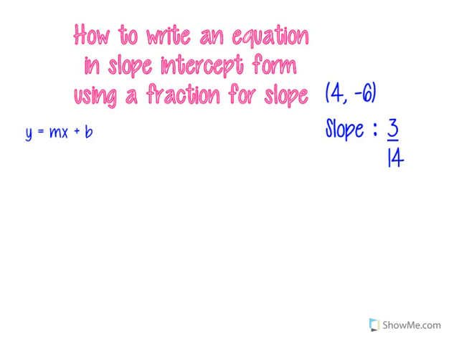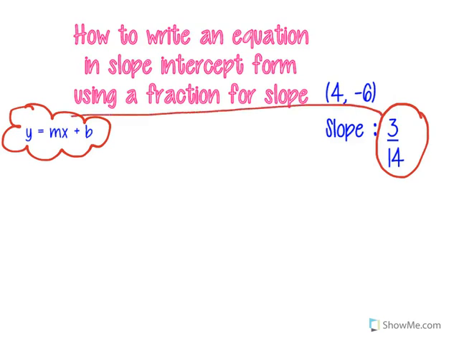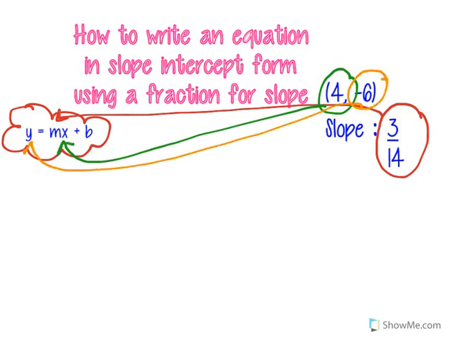Okay, when you go to write this in slope-intercept form, you're going to plug it into the slope-intercept equation y equals mx plus b. You're going to plug your slope in for m, and you're going to plug in one of your coordinates. You're going to plug your x value in for x into the equation, and your y value in for y into the equation.